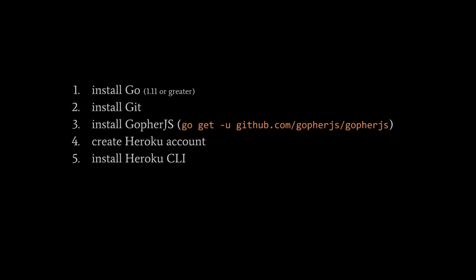So first things first, to get started, you're going to want to install Go, making sure you have version 1.11 or later. Install Git if you don't have it already. You can install the GopherJS compiler simply with this command, go get -u github.com/gopherjs/gopherjs. And if you don't already, make sure that your GOPATH bin directory is in your path so that you can just type gopherjs in any directory and it'll recognize the command. Lastly, you'll need to create a Heroku account if you don't have one already and install the Heroku command line interface.